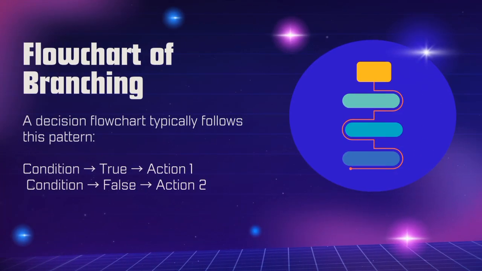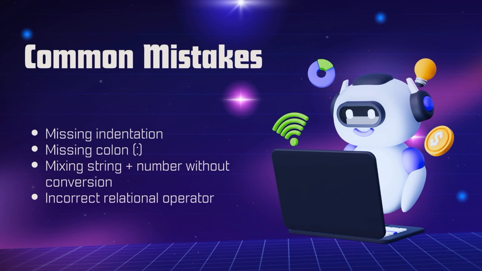A flowchart helps visualize how branching decisions move. If the condition is true, it goes one way, and if false, it goes the other. This is great for planning your program logic before coding. These are mistakes students often make, especially indentation and missing the colon. Python is very strict about formatting, so be careful with spacing.